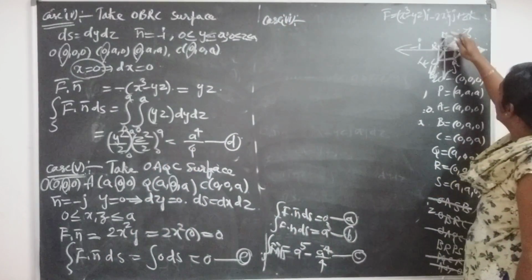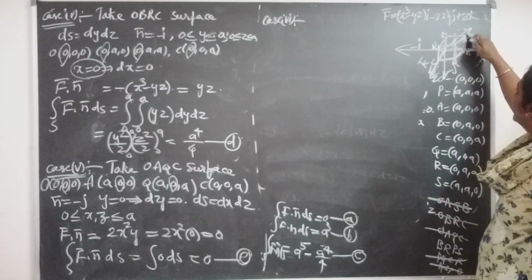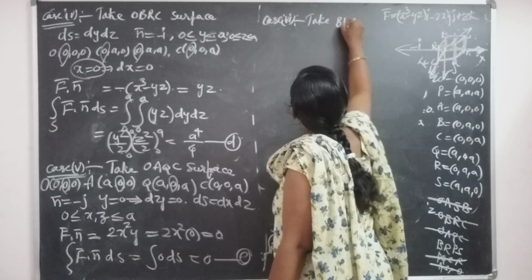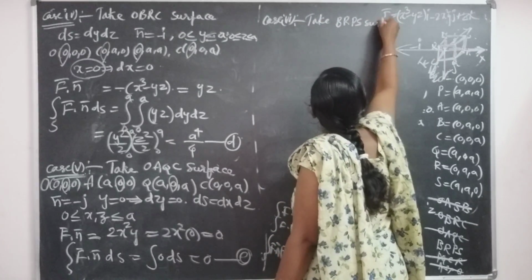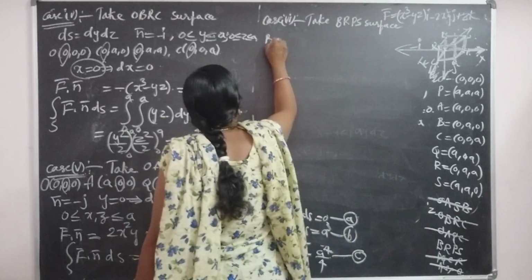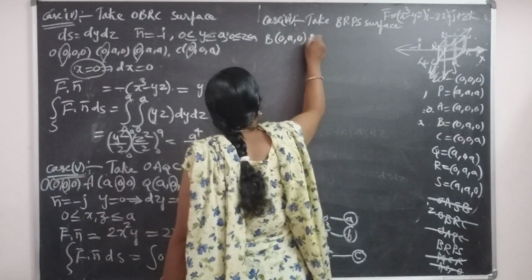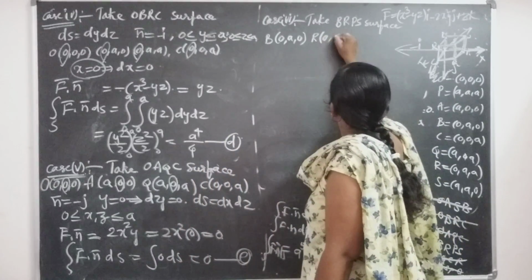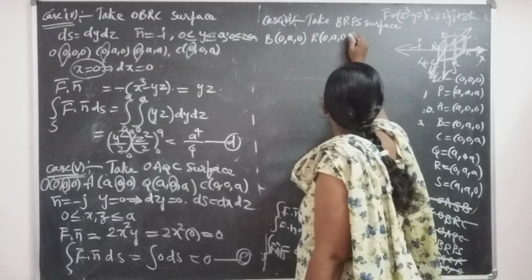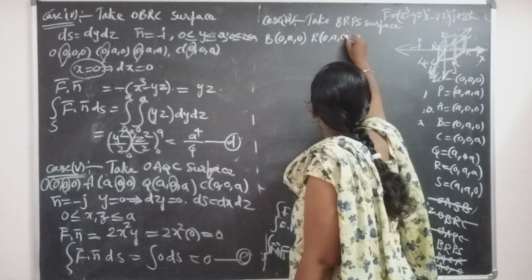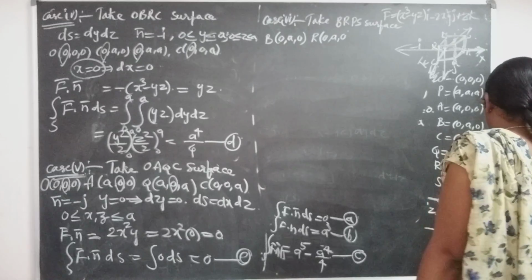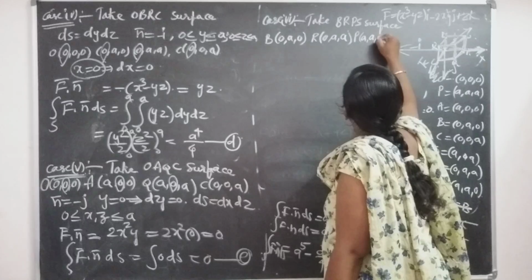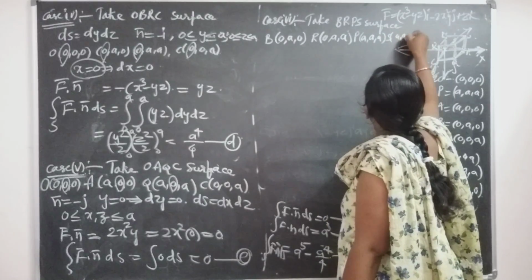BRPS, take the BRPS surface. B is (0,a,0), R is (0,a,a), P is (a,a,a), S is (a,a,0).